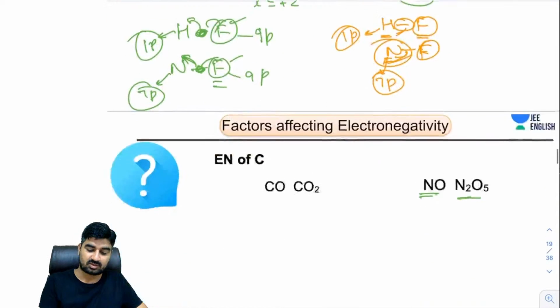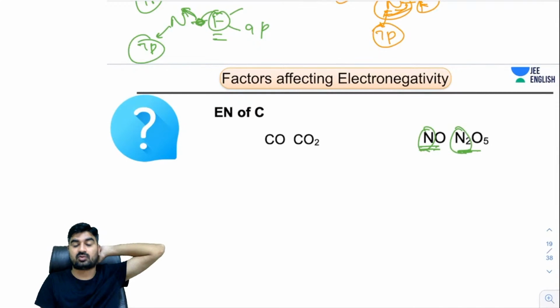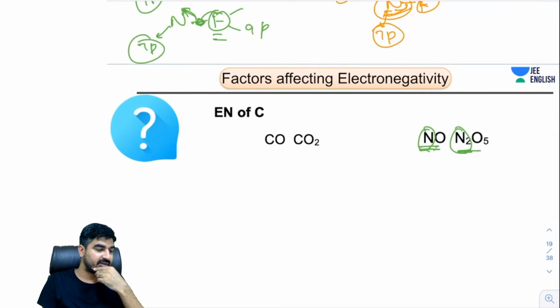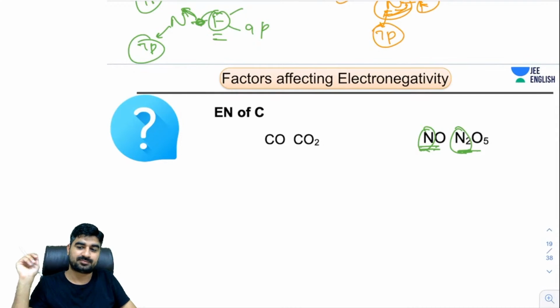Got my point? So tell me, NO and N2O5, in which case does nitrogen have more electronegativity? Calculate it. Quick, you can do it easily. It is the basic oxidation state calculation. Yes, yes. Captain Jack says N2O5.